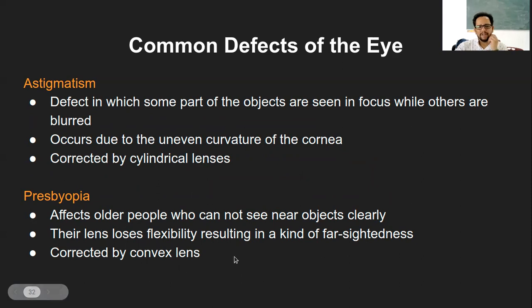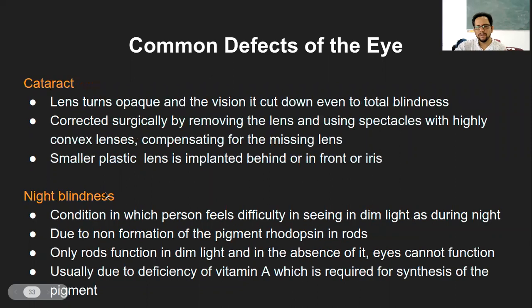So that way, because their muscles get a little weakened, and depending on how much the eye muscles have been used over time, the muscles also tend to lose flexibility, and that's why the lens structure is distorted, which results in a kind of farsightedness. That means near objects cannot be seen clearly, and it is corrected the same way as farsightedness or hyperopia, by a convex lens. So that is the presbyopia situation.